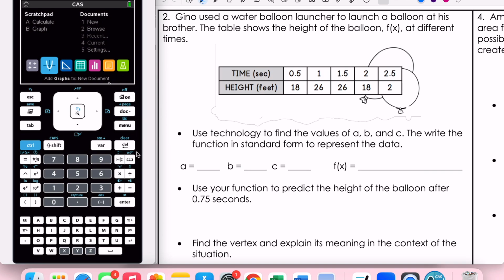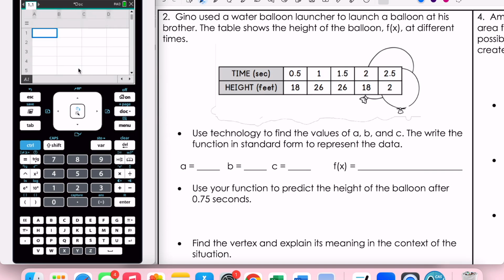So we are going to open up a list and spreadsheets window. Now guys, on a horizontal table, top row are your x's, bottom row are your y's. So I'm going to go up to A, type in x, and then I'm going to go over to B, type in y. And then I'm going to enter in my data. So we're going to start off by entering in all of our x values. And then we're going to go over and type in our y values.